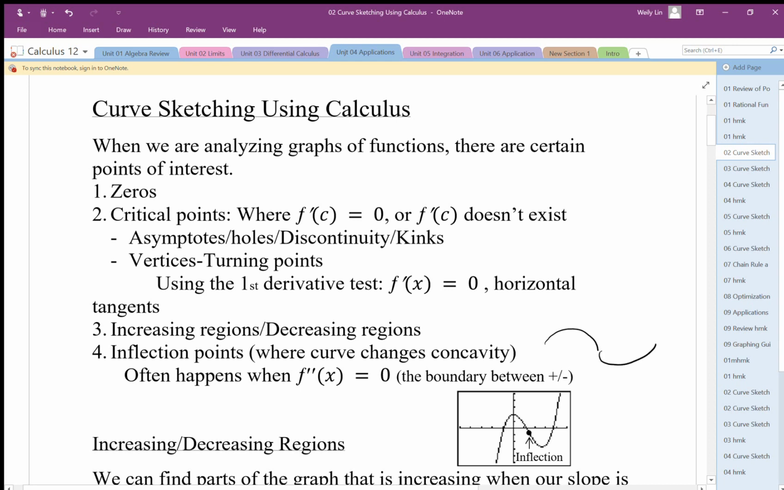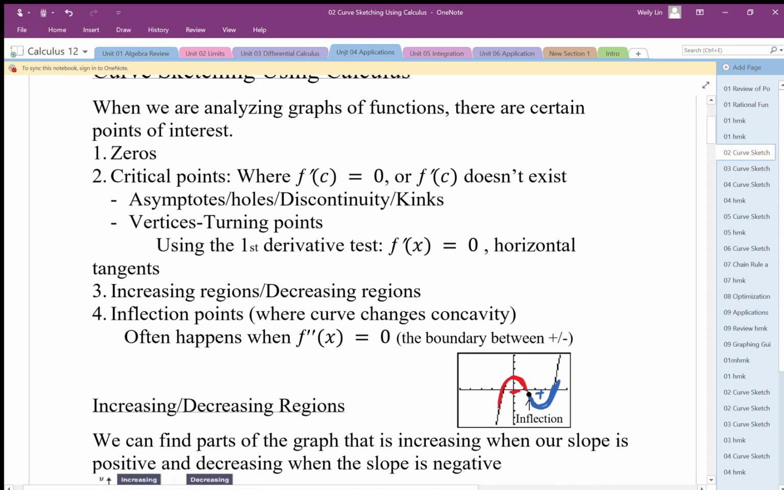Okay, so the example is given here. If we take a look at that graph, you can see that there is a concave down here. Okay, so that's concave down. And when we change to concave up, here, that point is called an inflection point, and we're going to find that where the second derivative is equal to 0.